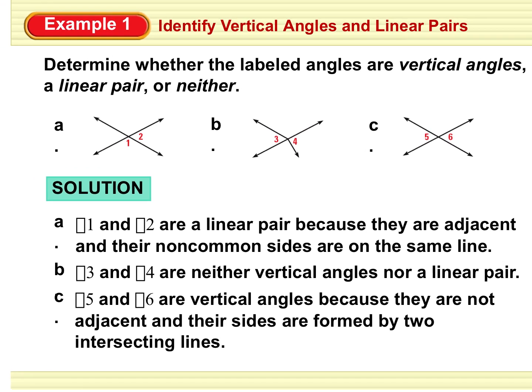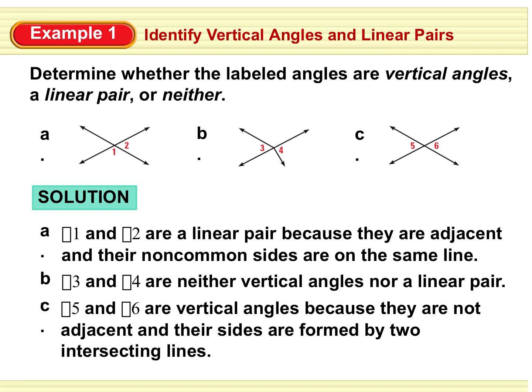Okay. Angle A, let's talk about this. In letter A, we have two angles that lie on a straight line. Do you agree? Yes. Beautiful. They are on the same side of that straight line. What is a straight line's angle measure? 180 degrees. So these two angles together add up to 180 degrees. Therefore, it's a linear pair. Okay, A is a linear pair.